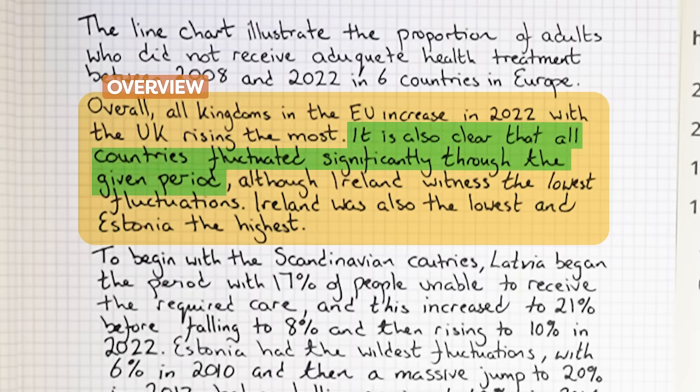This often comes from students being taught to just look for the biggest and the smallest and the most dramatic things in the data. That doesn't necessarily get you to the right answer. Again, always think of the purpose. Next sentence: it is also clear that all countries fluctuated significantly through the given period. Is that actually true? No.